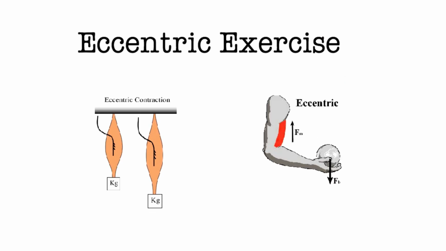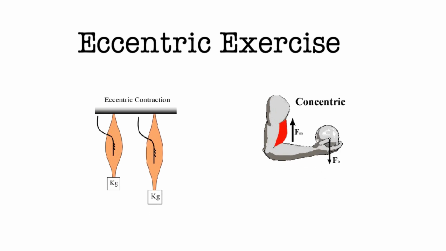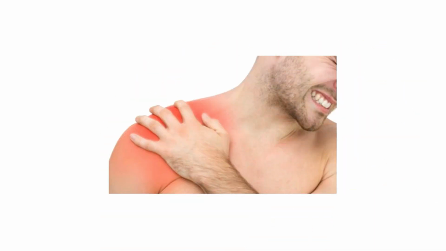Some examples of eccentric contraction include the down motion of a curl, the downward motion of squatting, or the downward motion of a push-up. DOMS can be a problem because it leads to tight and achy muscles that can inhibit training intensity in the following days or decrease one's ability to perform at their highest level.